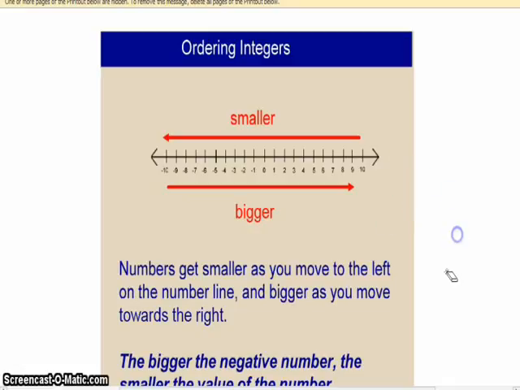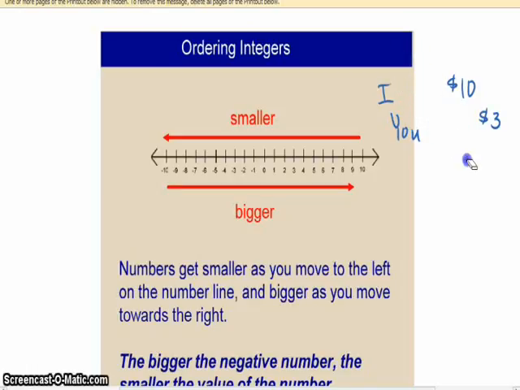With integers, negative numbers are always going to be smaller than positive, and the bigger a negative number gets, the smaller the value. You can think about it with money. So if, for example, I have $10 and you have $3, obviously I have more money than you do.